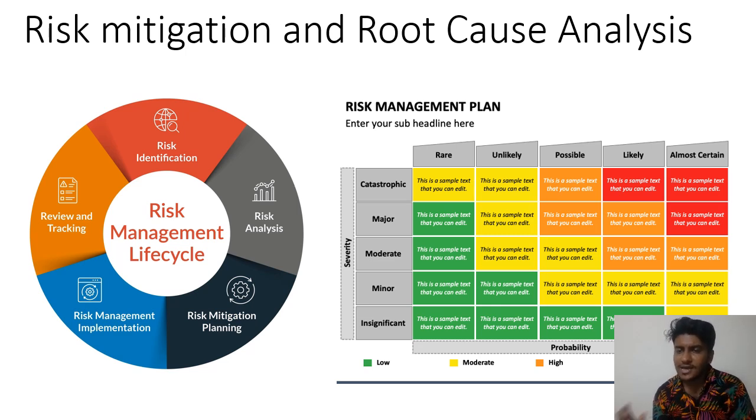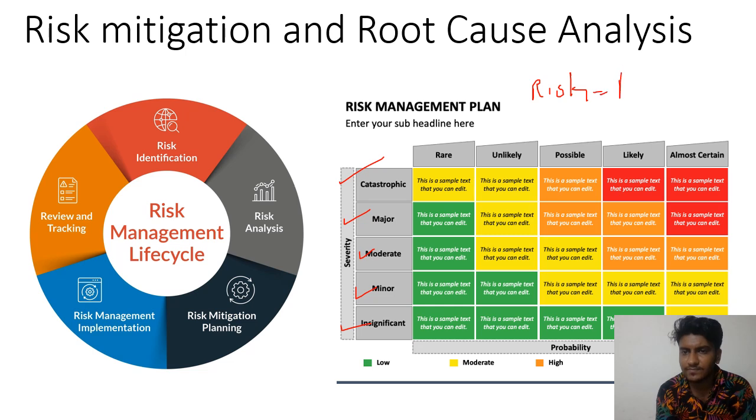Now there should be a particular degree or scale for measurement of risk, like its severity, whether it is catastrophic, major. Catastrophic means extremely devastating. Then major, moderate risk, minor risk, or whether the risk is significant, and the possibility of the risk occurring. So risk can be like a product of probability and severity. We can say risk is equal to probability times severity.